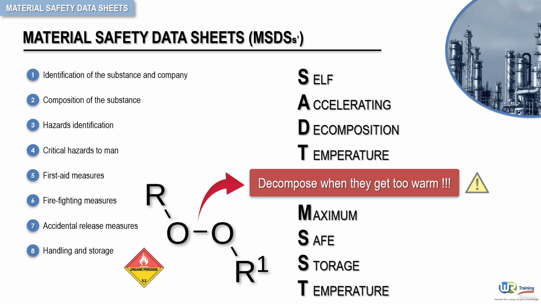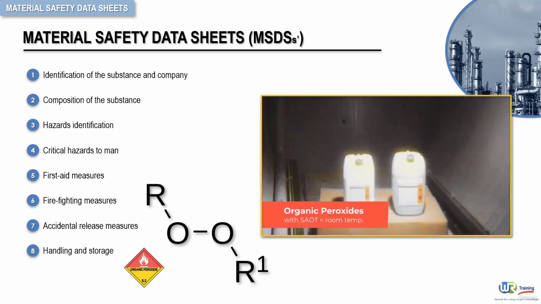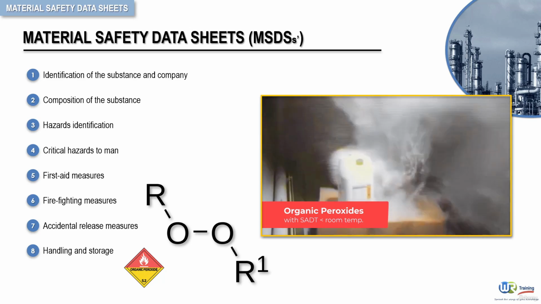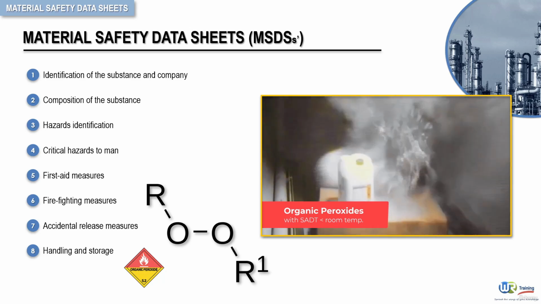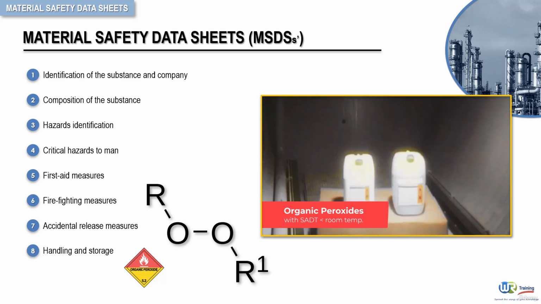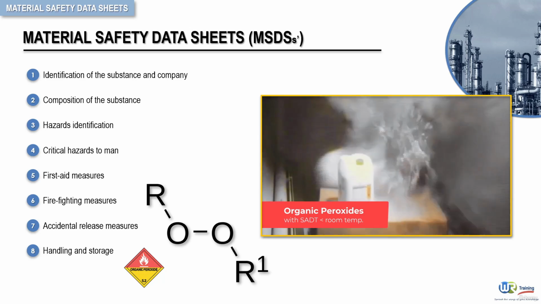Now, for the purpose of illustration, here is an organic peroxide with a self-accelerating decomposition temperature well below room temperature. This sample was removed from the refrigerator and it has reached its self-accelerating decomposition temperature. Observe how this material behaves under such conditions. Now, keep in mind here, some peroxide liquids simply off-gas vigorously, as in this example. Some off-gas and burst into flame, while others may explode quite violently.